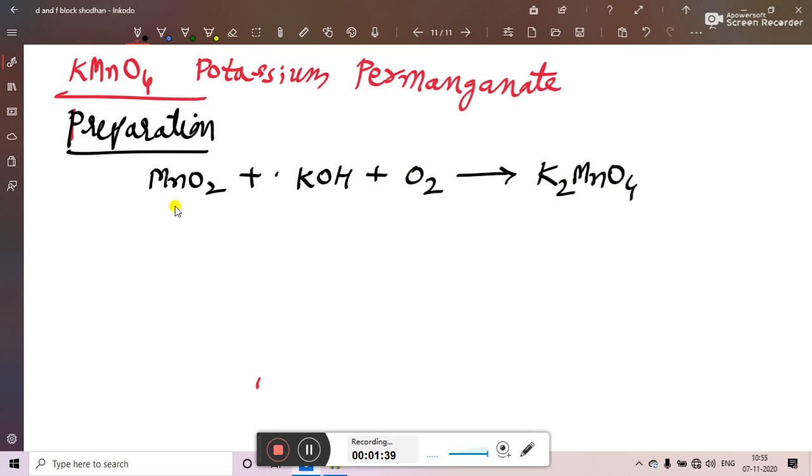So in the first step, from manganese dioxide, when fused with KOH and oxidized with oxygen, we are getting K2MnO4, that is potassium manganate. If you balance the equation, it will be 2MnO2 plus 4KOH plus O2 gives 2 times K2MnO4 plus 2 times H2O. Now this dark green colored potassium manganate, K2MnO4, has oxidation number of Mn plus 6.